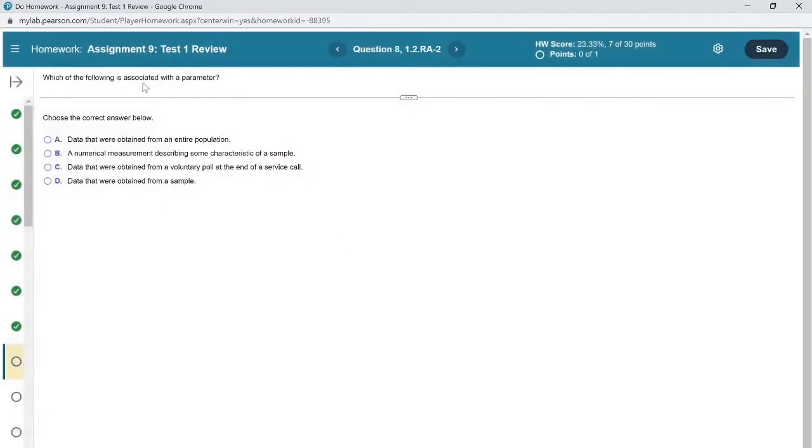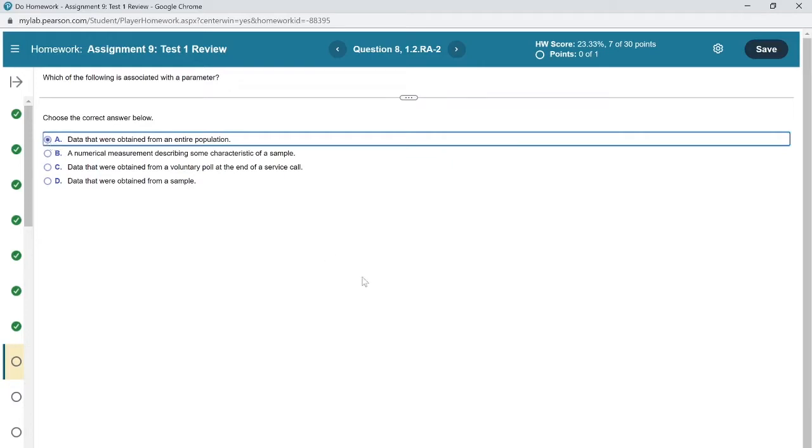Which of the following is associated with a parameter? Parameter means it's for a population, and statistic is for a sample. Data that were obtained from an entire population, that's called a parameter. That's right.